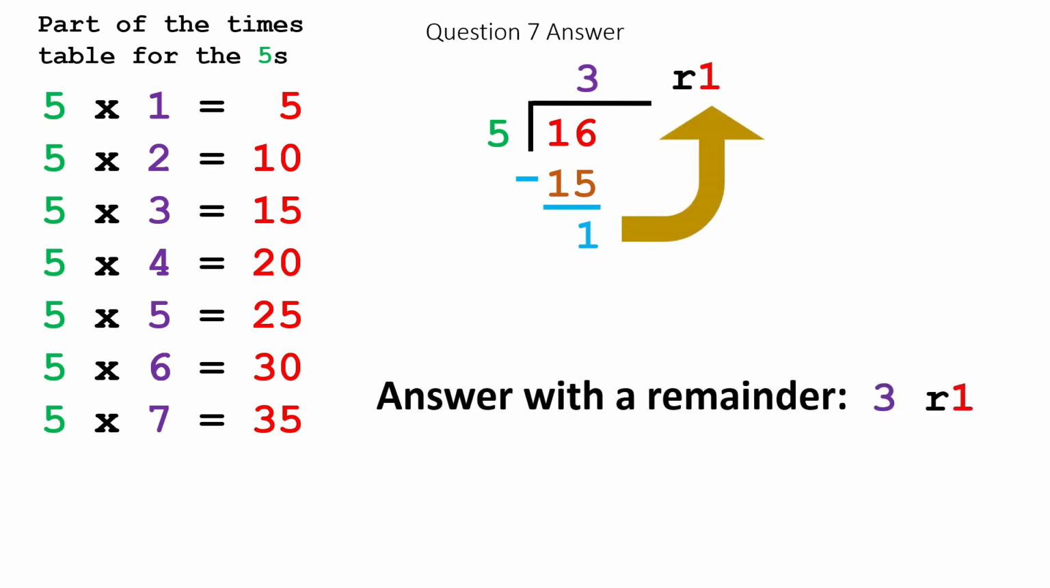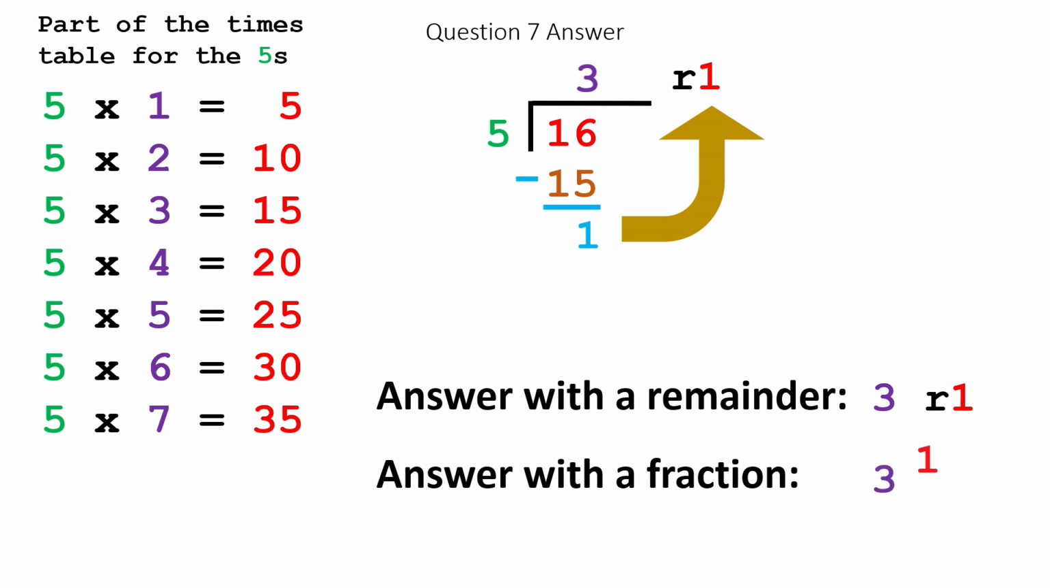Normally we would stop here, but the question options express the remainder as a fraction. To write an answer as a fraction, we first write the whole number, which is the purple number 3. Then we write the red number 1. But instead of writing the letter R, we write a horizontal bar, and we also write the divisor in the denominator. Both of these expressions are answers to the problem.